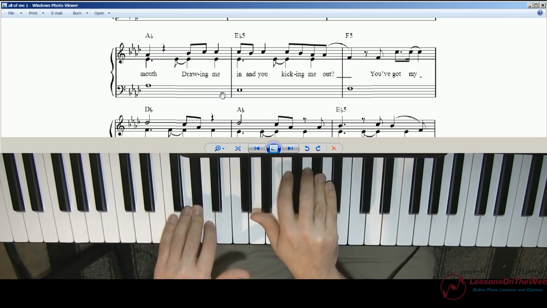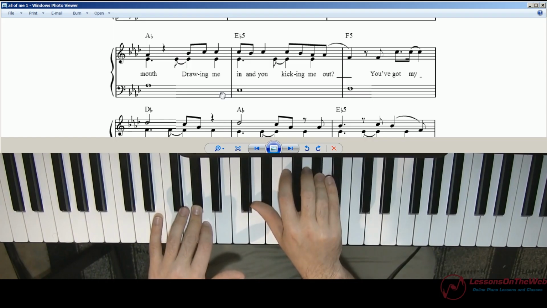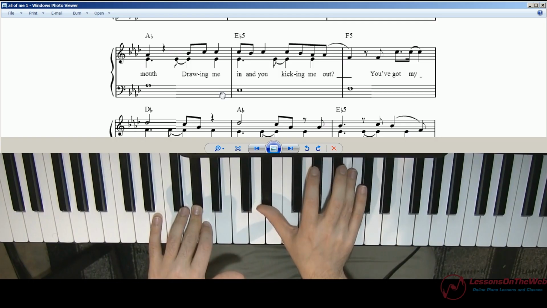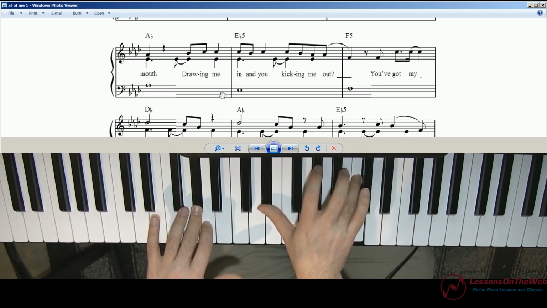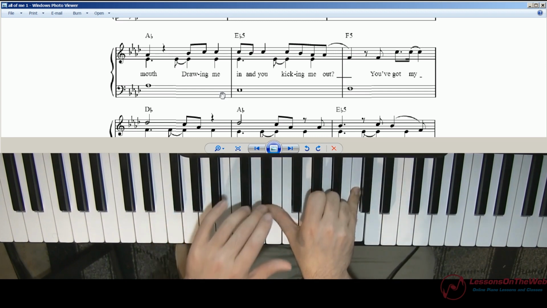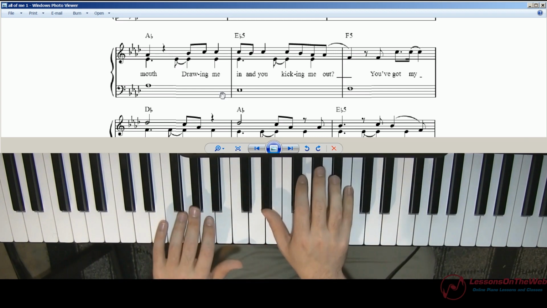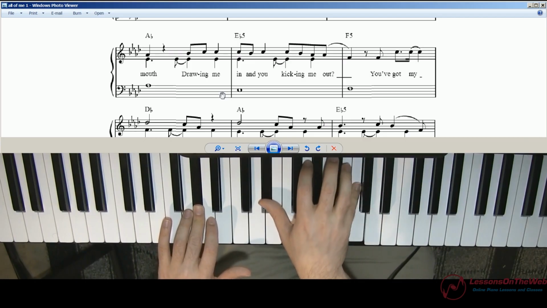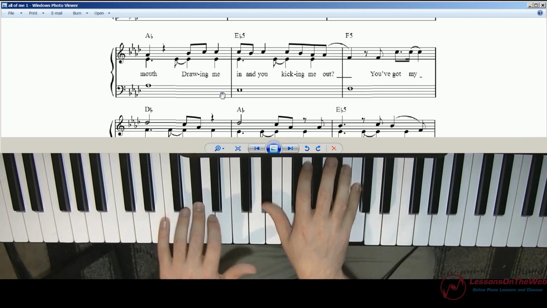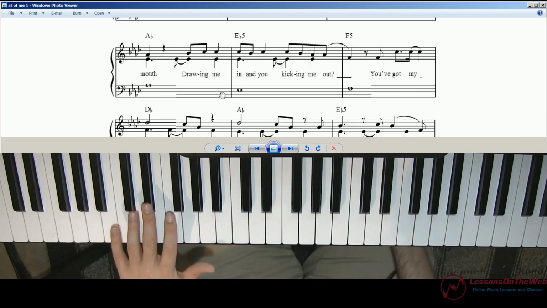Now you have an E by its lonesome with your right hand, and now on "draw," in the word "drawing," you're going to hit B flat. "Drawing." "Ing" is going to be with C, so B flat, C. And then "me" is going to be E flat and C. So the whole measure now: "mouth," and then an E by itself, "drawing me."